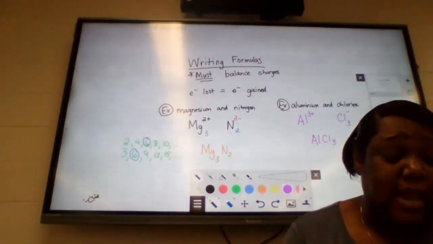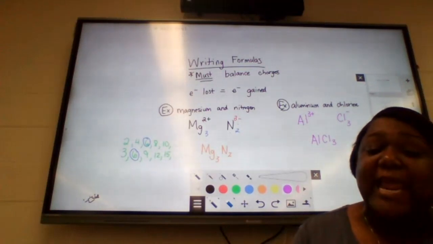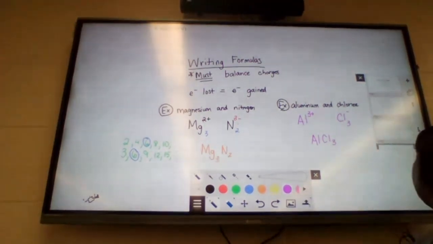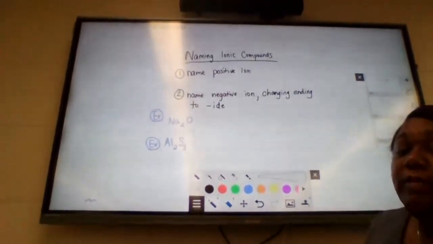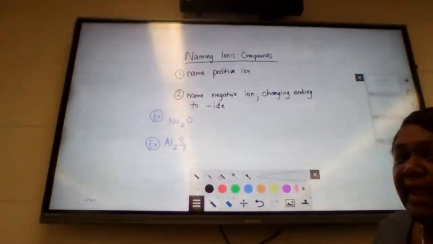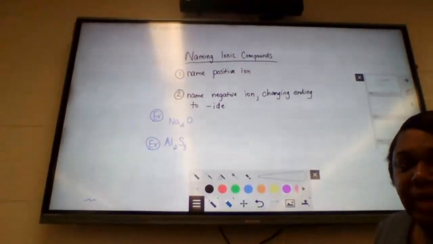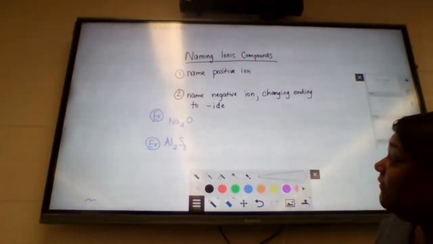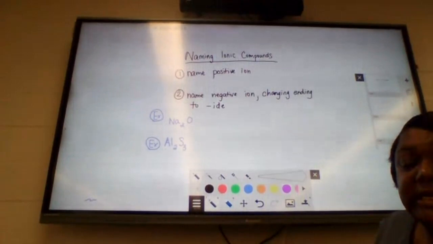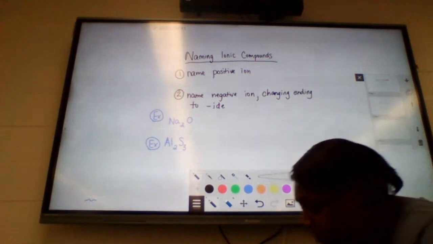Now, in section 6.3, that's where we go to naming our formulas. The naming instructions are not that difficult. The very first thing you want to do in your formula for an ionic compound is you just name the positive ion. Again, the name does not change. Whatever that element is on the periodic table, that's what you would name it. And then the second rule is you name the negative ion, but you have to change the ending of the negative ion to IDE.